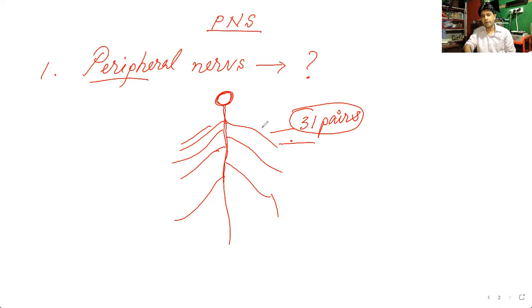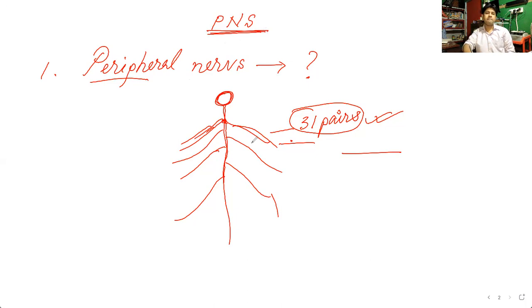So peripheral nerves, how many of them are there? 31 pairs. From where are they coming out? They are coming out from the spinal cord. These peripheral nerves can be classified again into motor nerves, sensory nerves, and relay nerves. That day we discussed that, so they may be of that type. All these peripheral nerves form the peripheral nervous system.